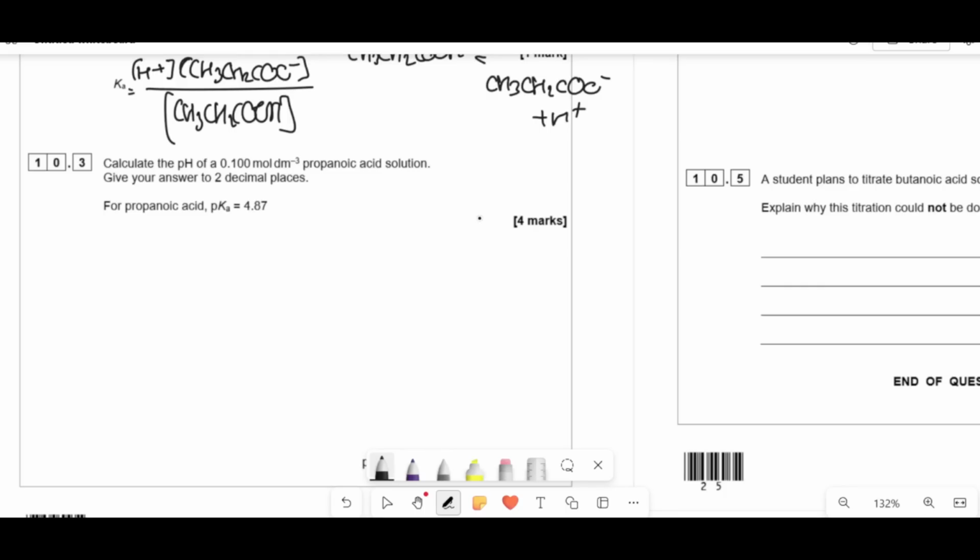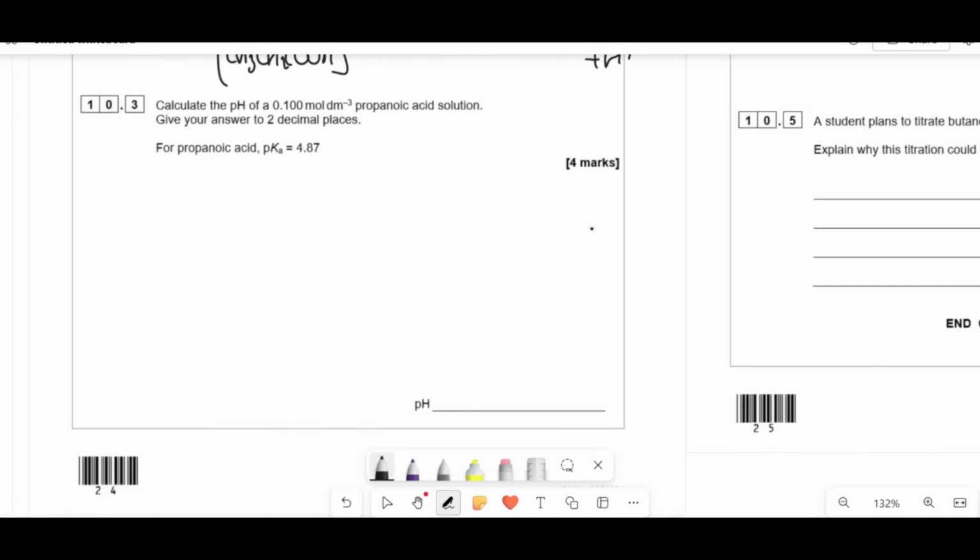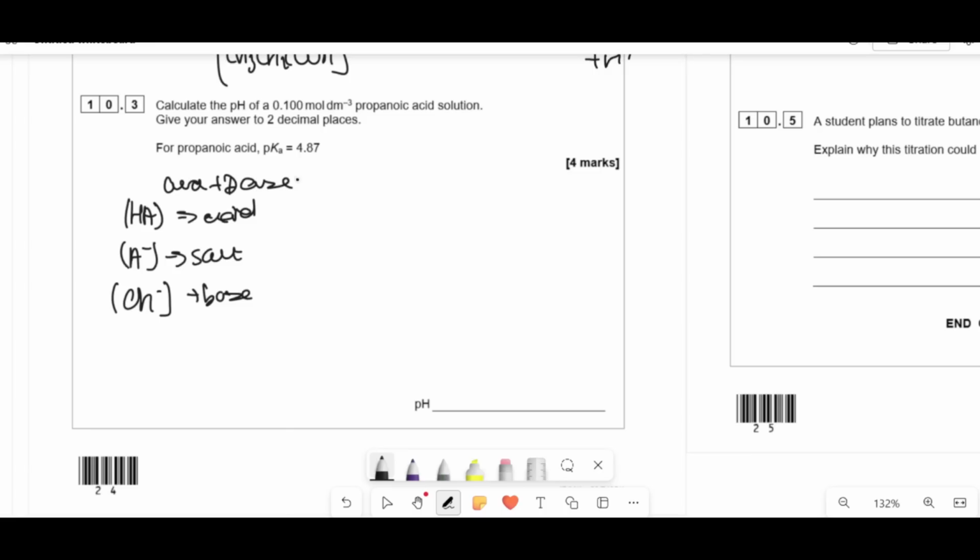Now it says calculate the pH of a 0.1 mol per decimeter cubed propanoic acid solution, and give your answer to 2 decimal places. Here, 63% of people got the answer. I think it should be a full 100%. The way to do acids and bases, and weak acids and bases, is that HA is the acid. Generally, this is for weak stuff. A minus is your salt, not the base, because OH minus is your base. If we're talking acid plus a base makes a salt plus water.